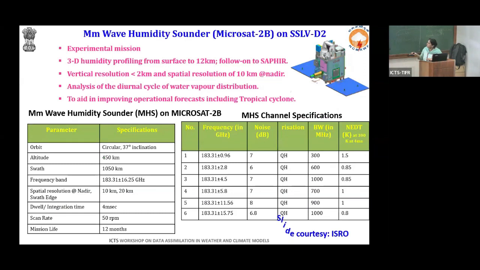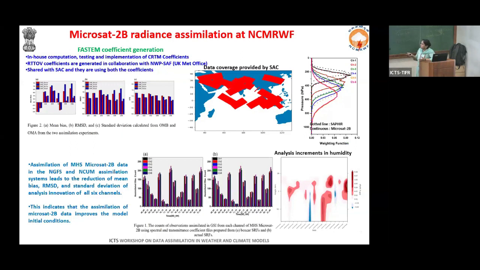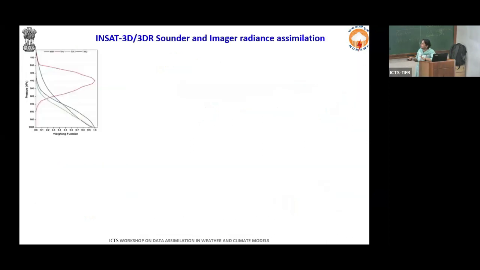Similarly, this is Microsat-2B. It is the next experimental mission, and its channels are similar to Saphir's. We did a similar experiment, and what we found is that the impact is similar to Saphir in the assimilation system. The humidity and temperature analysis increments are almost similar.